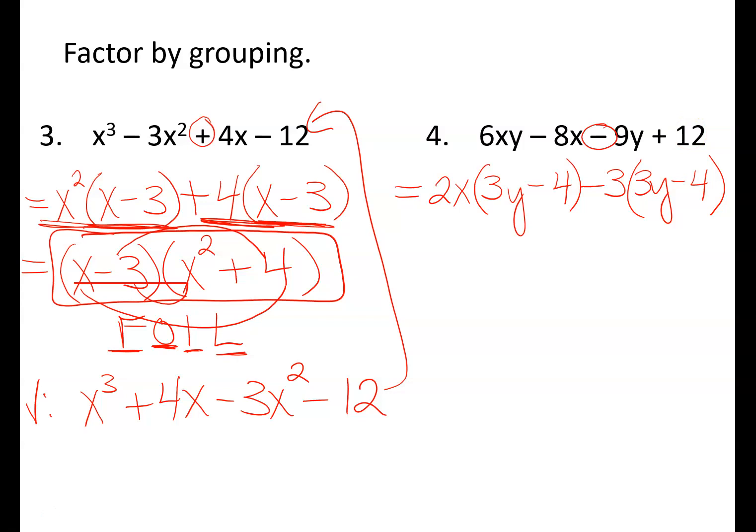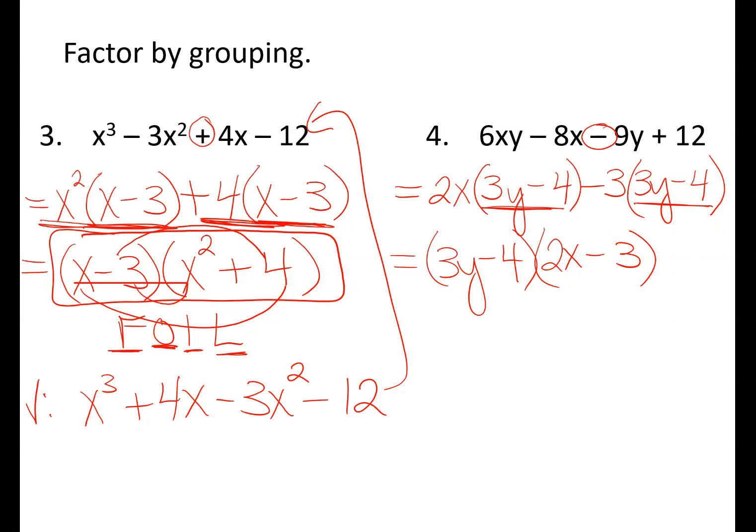So now look inside your parentheses. 3y minus 4 is the same in both sets of parentheses. That becomes the new GCF. So you pull it out, 3y minus 4. You only write it down once, okay? It does need parentheses because it has two terms in it. And then you open. You divide the first group by 3y minus 4 and you get a 2x. And the second group you divide by 3y minus 4 and you get a minus 3.